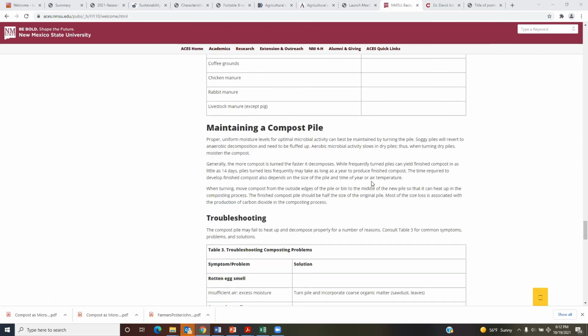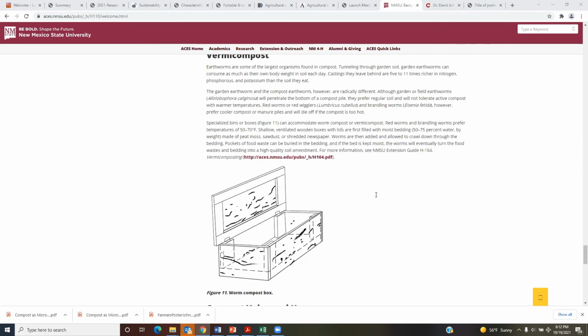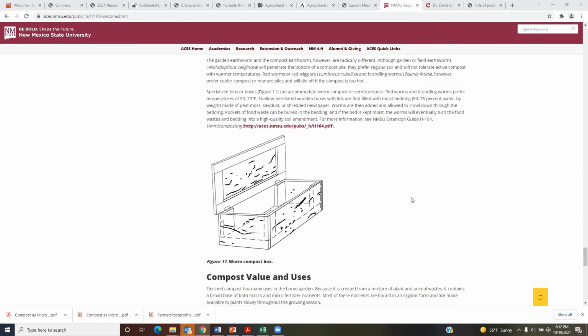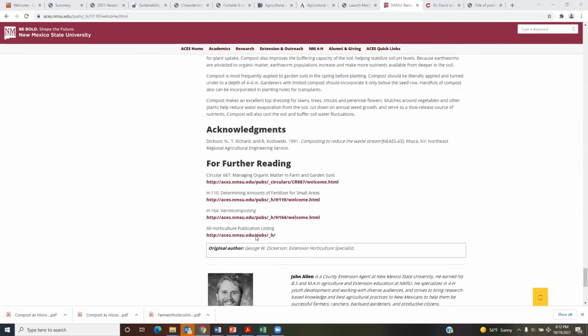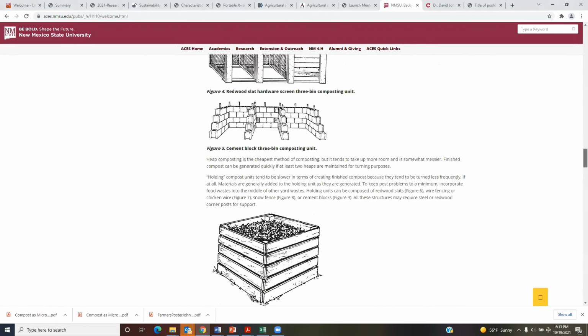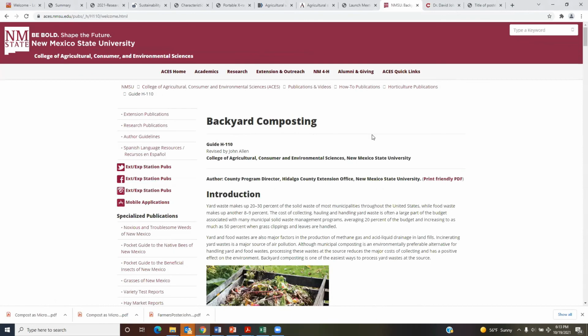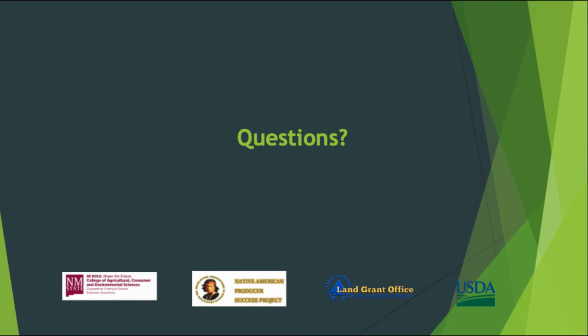So anyways, there's the maintaining, troubleshooting. Vermicomposting is with worms, and there's links to all this, compost values and uses. And there's all kinds of good information down here as well. So I just wanted to draw the audience's attention to this guide, Backyard Composting. I think it's a pretty good source of information. I'm going to stop there.